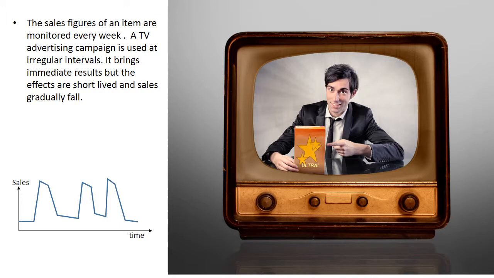The key thing in the question is that the advertising campaign is used at irregular intervals. So even though there's a pattern of increased sales and then a gradual tapering off, it's not a regular pattern. So this is what we would call a cyclic pattern.